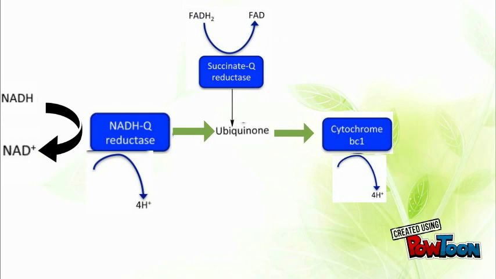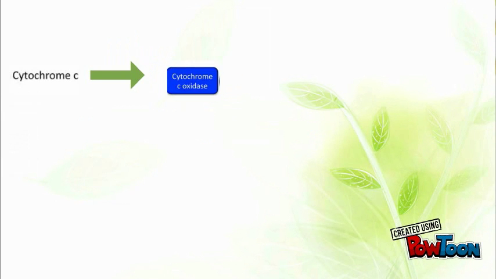Complex 3, cytochrome BC1. This complex oxidizes reduced ubiquinone and transfers the electrons to cytochrome C. Cytochrome C oxidase is the terminal oxidase and brings about the 4-electron reduction of O2 to 2 molecules of H2O.